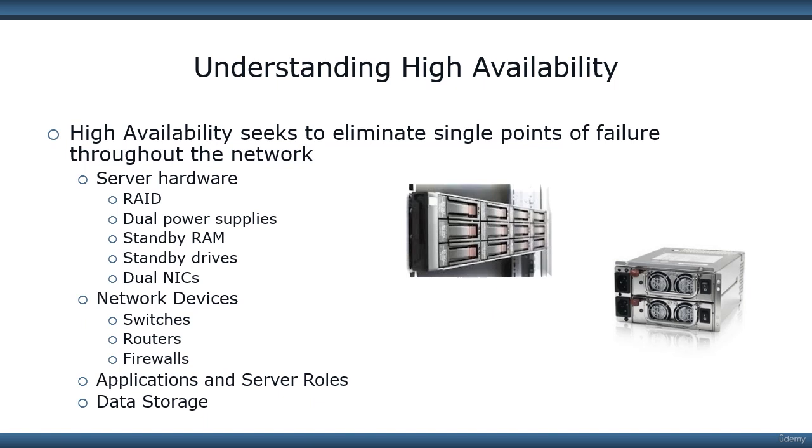And then data storage, like storage area networks or NAS devices, those can also be duplicated. We can have redundancy. With SANs, we might have two SANs and we're mirroring the data between those two so that either could be used in the case of a failure. So that's what high availability is all about, finding and eliminating single points of failure.